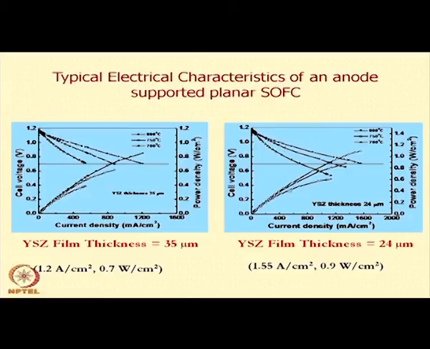Okay. So, this is a kind of thickness dependence. You can see the YSZ film here is about 35 micron. So, you get a current density of 1.2 ampere per centimeter square, and overall power about 0.7 watt per centimeter square, whereas if you have a lower thickness of the electrolyte in the same structure, you have a higher current density, 1.55 ampere per centimeter square, and 0.9 watt per centimeter square is the total power of the single cells, of course. Okay. These are once again the data presented from the CGCRI group.